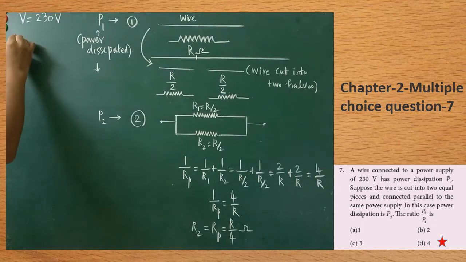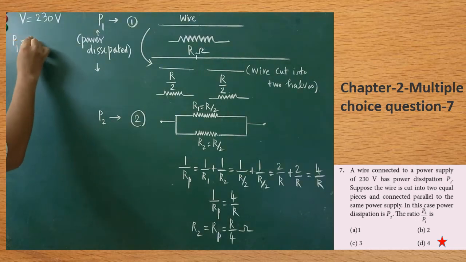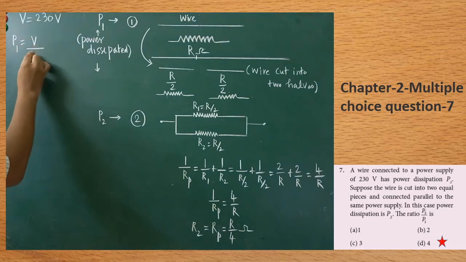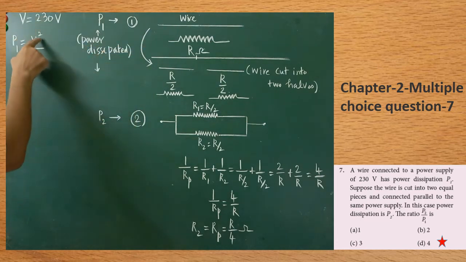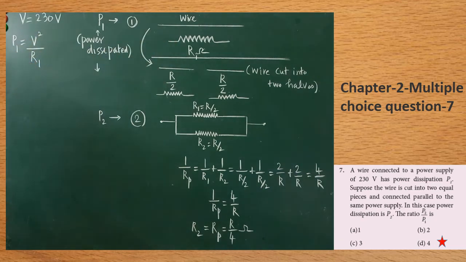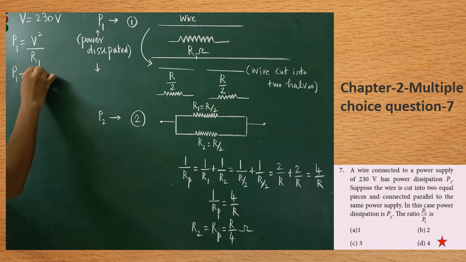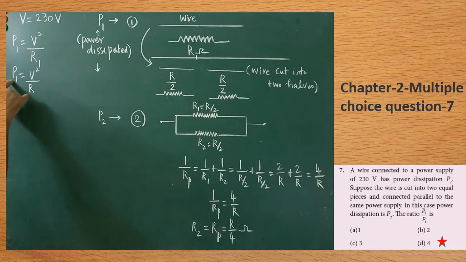How to calculate P1? What is the general formula? V square divided by R. Therefore, P1 is equal to V square divided by R is the formula. Here the power supply connected in both cases is the same. Therefore, we can write it as V square, and the first resistance is R1. Are you clear? So here that R1 is nothing but R. Therefore, P1 is equal to V square divided by R. This is the expression for P1.